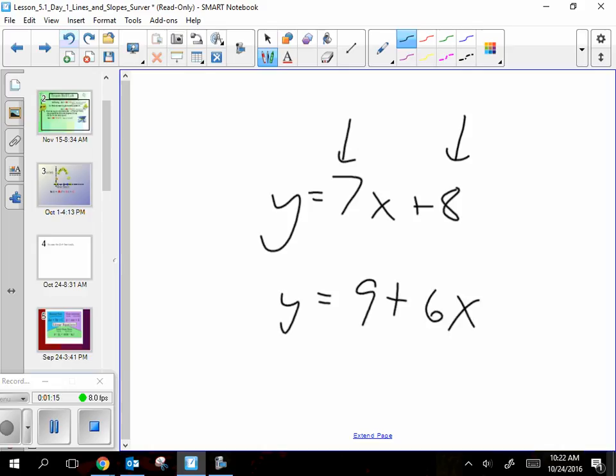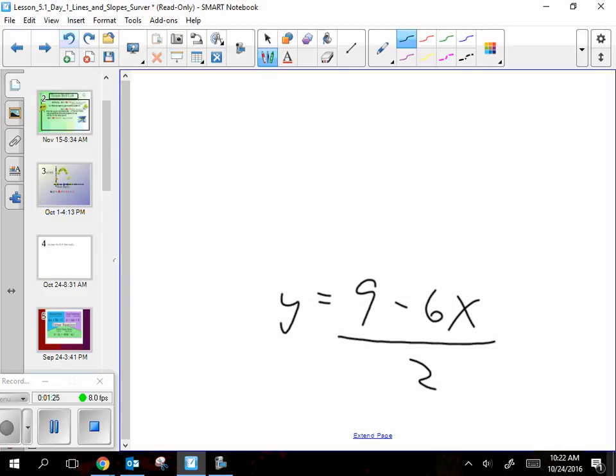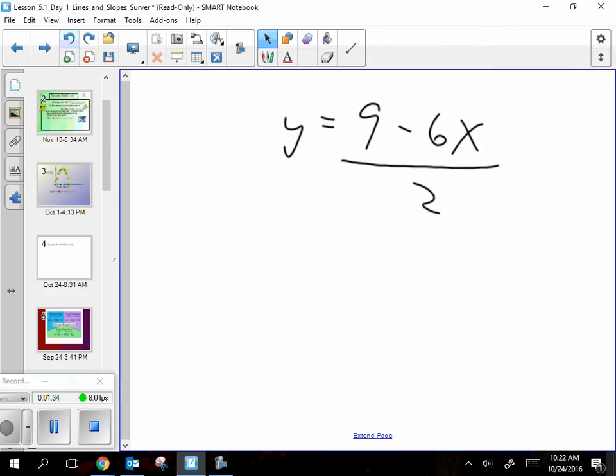What's the slope now? 6. And what's the slope now? -6. And one more complication. What's the slope now? I'm hearing a lot of different answers. Okay, -6/2 is a correct answer, but couldn't you simplify that a bit? -3 would be the slope on that one.